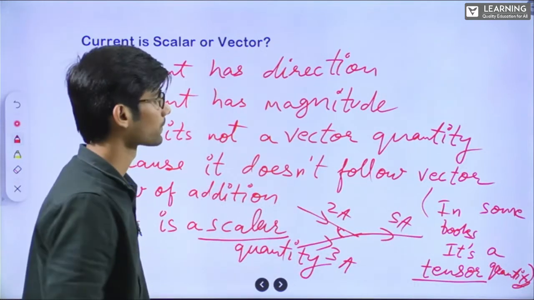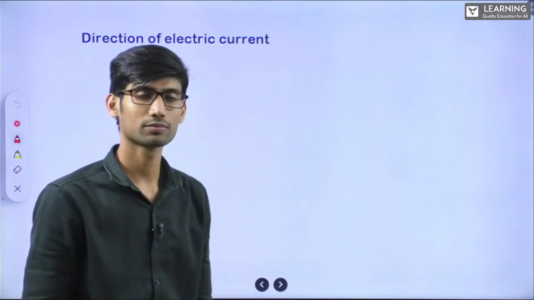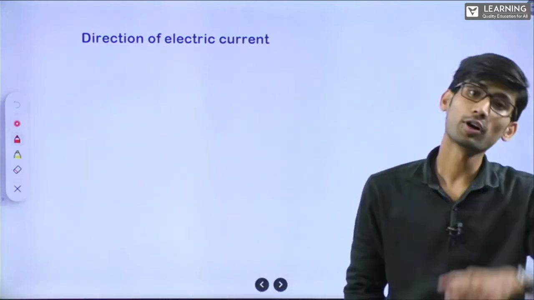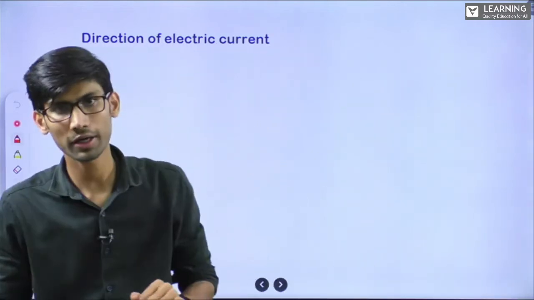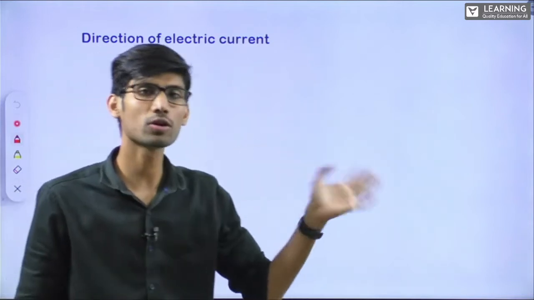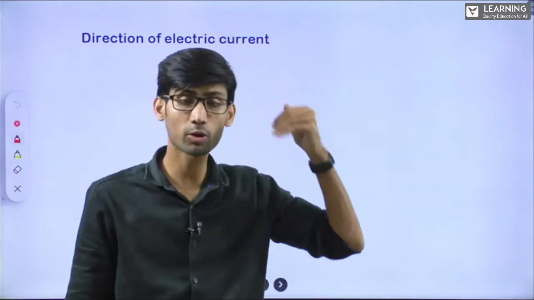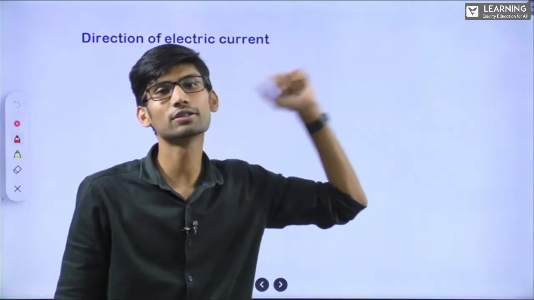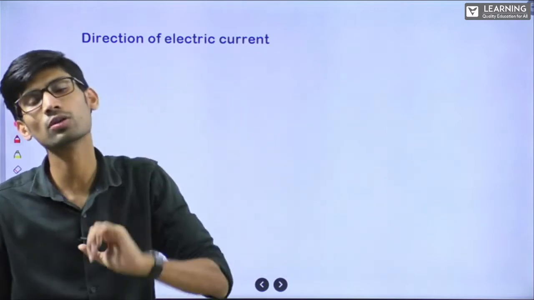Forget that. Next. Direction of electric current. What is the direction of electric current? What we studied is opposite to the flow of electrons, right? Or in the direction of flow of positive charge. Positive charge does not move, but in the opposite direction of electrons, we assume that the positive charges are moving, right? The positive charge is moving. So in that direction, we consider the direction of electric current, or from higher potential to lower potential.